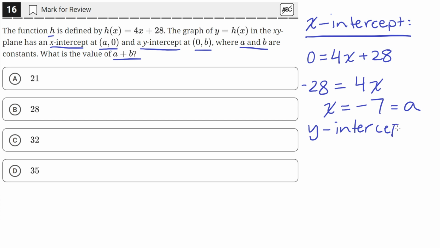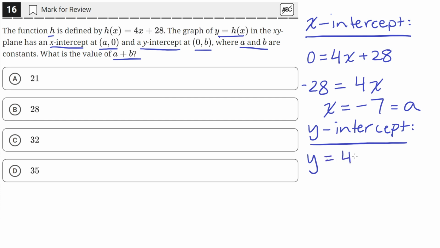The y-intercept occurs when the value of x is 0. So here x is 0, and then the y-intercept, or the value of b, will be the value of h of x, or y, in the equation when x is equal to 0. So let's just set x equal to 0. So we'll solve for the value of y, which is just h of x.